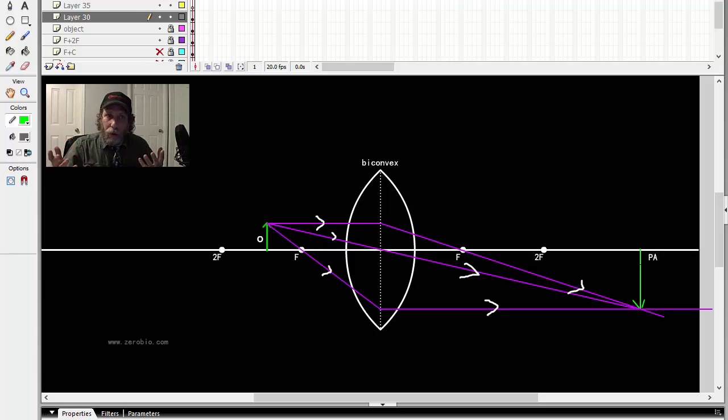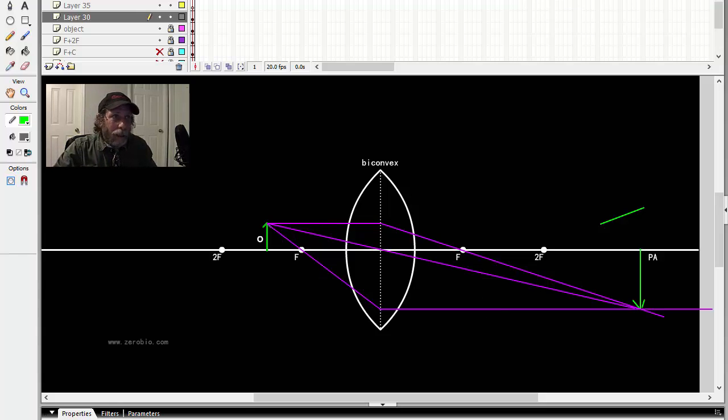So let's go through the SALT characteristics of the image. Size, it is larger. Attitude, it is inverted. Location, it is on the other side of the lens, behind the lens, you could say. Type, well, you tell me. Solid lines, this is a real image. Okay. So in other words, if you were looking on this side, if you were over here and this was a glowing thing, and you were looking through the lens, you could see that thing.